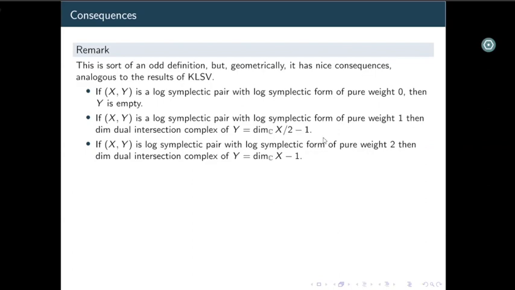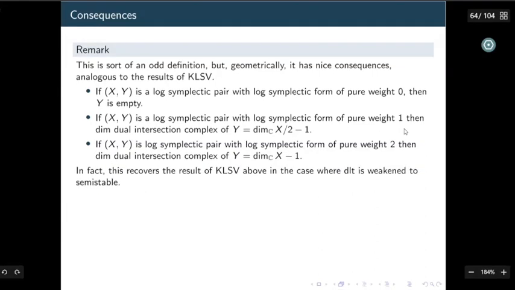Okay, so one consequence of this maybe is that having one log symplectic form of a given pure weight means that every other log symplectic form of pure weight on that variety will have the same weight. If you have a log symplectic form of pure weight 0 on your variety, then if you choose another one, it can't be another one of these weights because that would change the dimension of the dual intersection complex.